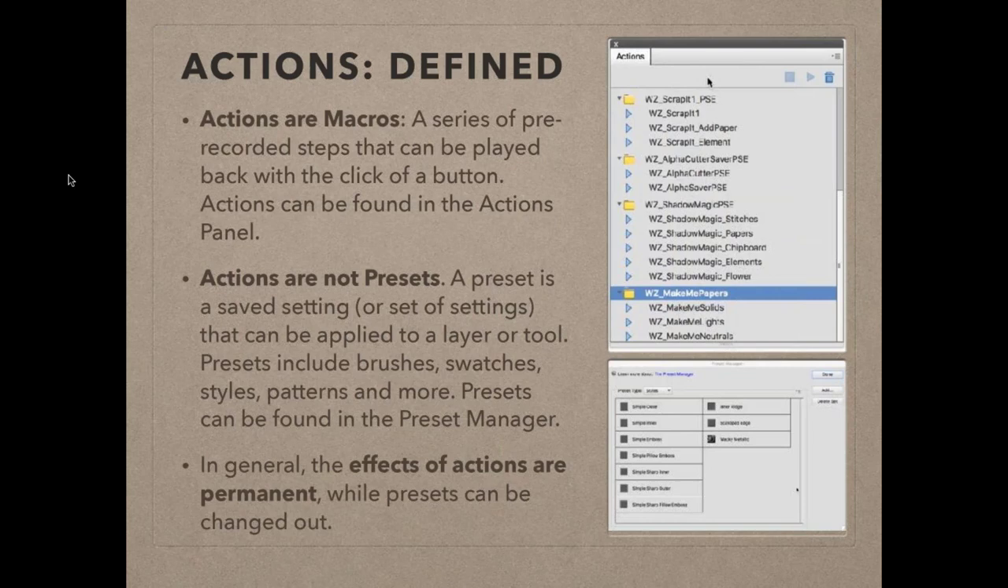So a preset is a saved setting or a set of settings that you can apply to a layer or a tool. And the biggest thing with presets is that you can change them after you've applied them. You can adjust the settings, you can remove them, but with an action, usually once you run an action, that effect is permanent. So that's one of the biggest differences. Presets are things like brushes and styles and swatches and patterns, and there's a few other ones thrown in there for good measure. Whereas with actions, you can use presets within actions, but the actions are going to play back specific steps that we've pre-recorded to accomplish the end goal. So that's the difference there.